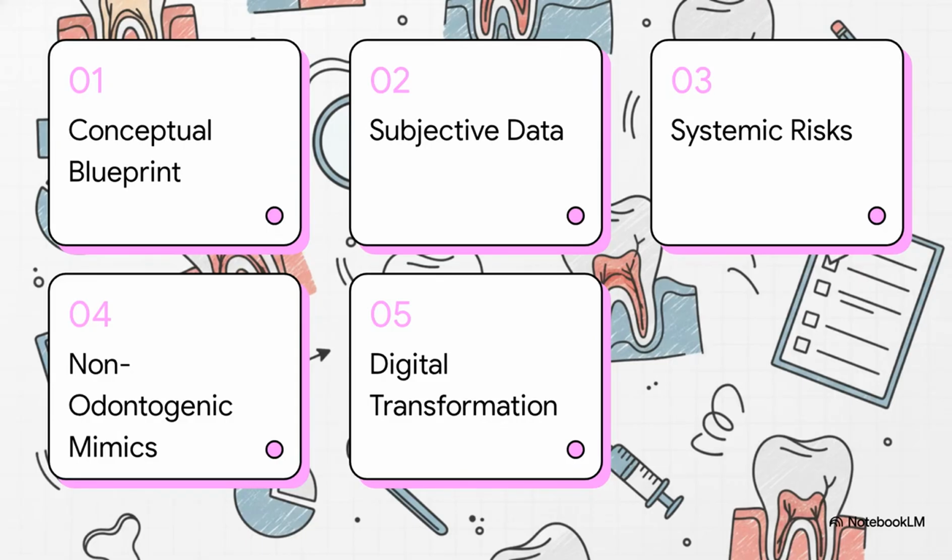Before we get our hands dirty, here's our roadmap. We are covering Section 1, the conceptual blueprint; 2, subjective data extraction; 3, systemic risk mitigation; 4, non-odontogenic mimics; and we'll wrap up with Section 5, the digital transformation. It's like a giant puzzle, and we're going to ensure every single piece fits perfectly.